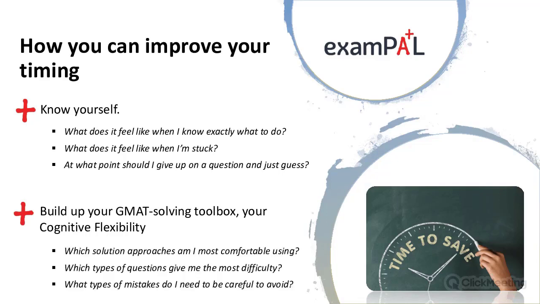And this is what we talked about at the start of the webinar, your toolbox, your cognitive flexibility. For example, for wordy questions, what often helps with getting them out of your head is to put them on paper, to just translate them into equations. The same way that you take summary notes in a reading comprehension passage, you can also take summary notes in a word problem. It might sound a little bit funny, but it's totally true.